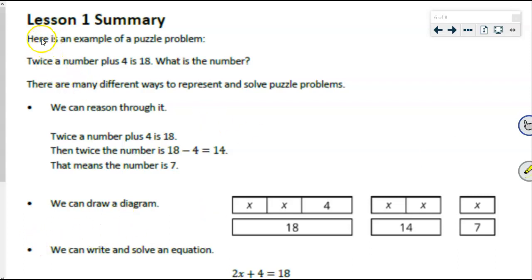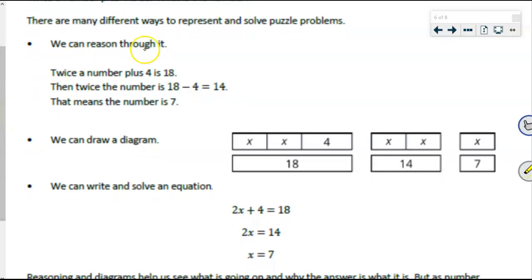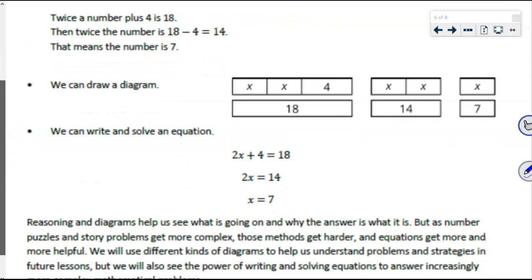As we summarize, here's an example of a puzzle problem. Twice a number plus 4 is 18. What is the number? There's lots of different ways that we can represent it and think through these problems. We can just use reasoning. I kind of like to consider this a flow map where we track what happened to it so that we can then undo it. We can draw a diagram. We saw this with our second example in the lesson. And we can also write an equation, which is something that we have been building towards for a long time. So this is a natural progression.